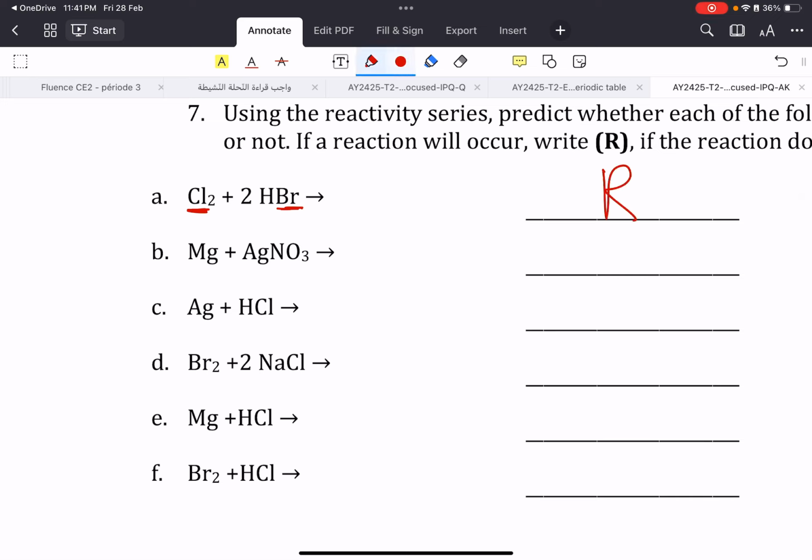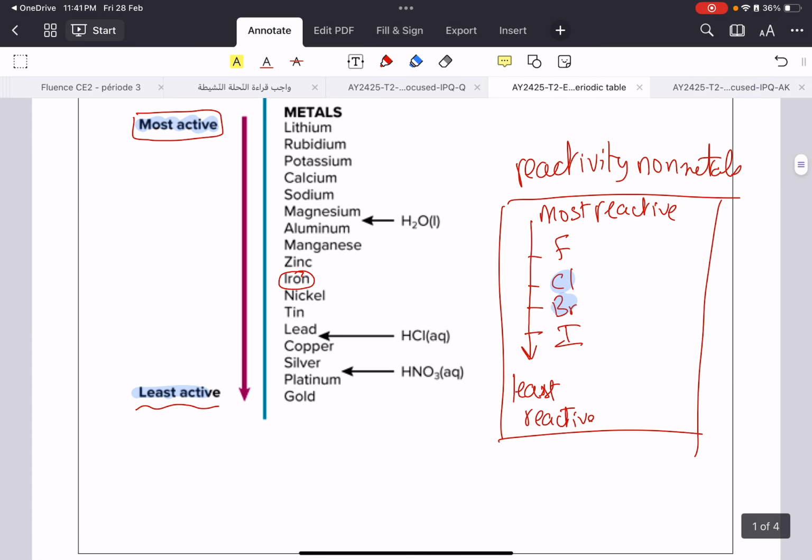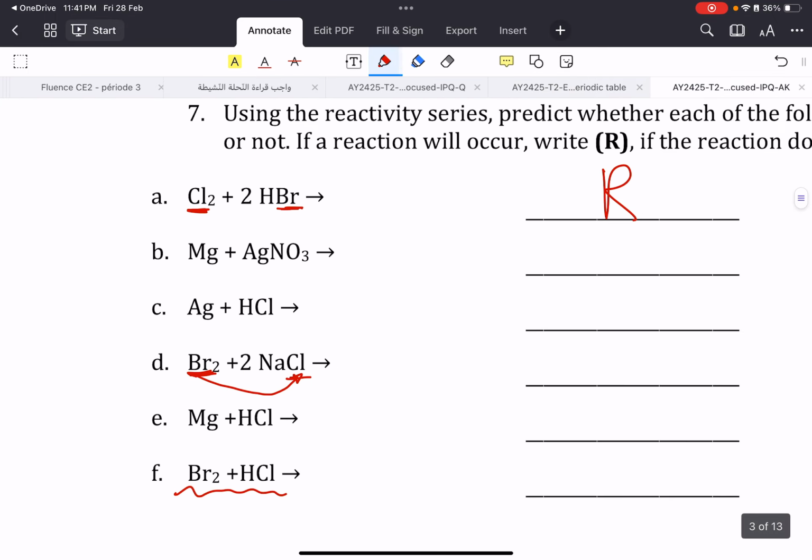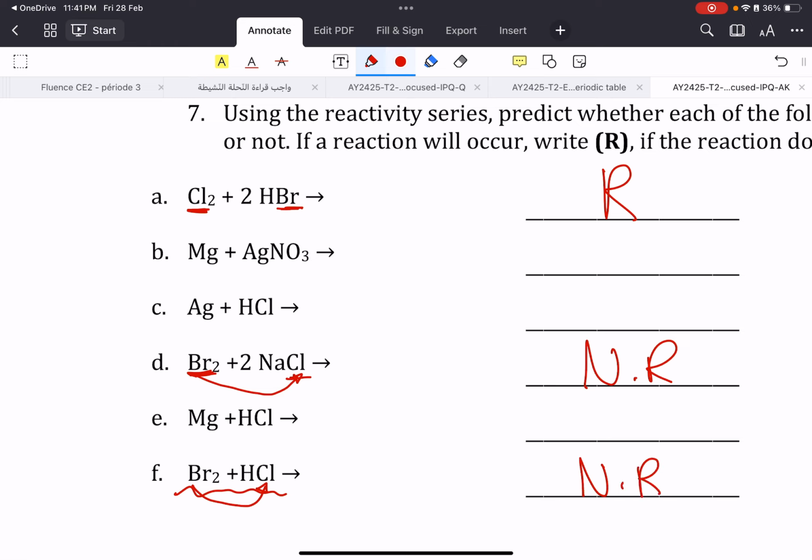Now, let me take another example. Look at this one here. D, can Br replace Cl? No, it cannot, because Br is less reactive than Cl. So Br cannot replace it. And it's the same question over here. Br cannot replace Cl, but Cl can replace Br. Cl is more reactive than Br.